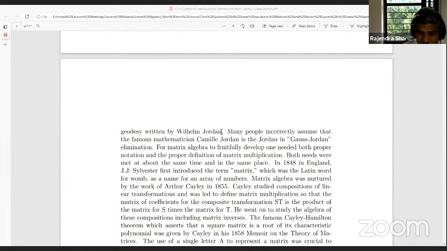For matrix algebra that developed so fruitfully, one needed both proper notation, proper definition of matrix multiplication as far as the algebra to start with. So both needs were then met, and almost about the same time and almost at the same place. In 1848, it was in England that Sylvester first introduced the term matrix, which was the Latin synonym for the word womb, as a name for an array of numbers. Matrix algebra was nurtured by Cayley. Cayley studied compositions of linear transformation.